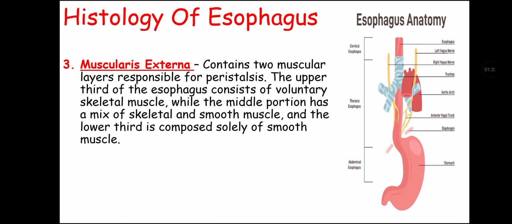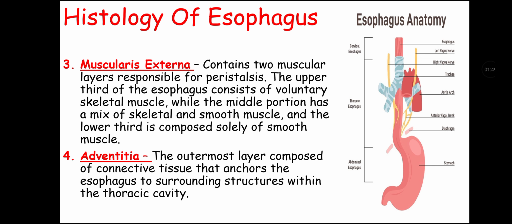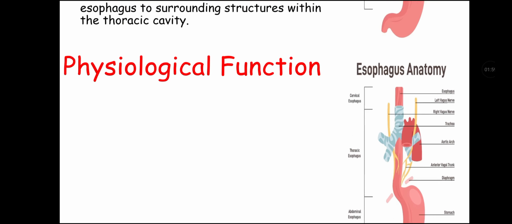The third layer is the muscularis externa, that contains two muscular layers responsible for peristalsis. The upper third of the esophagus consists of voluntary skeletal muscle, while the middle portion has a mix of skeletal and smooth muscles, and the lower third is composed solely of smooth muscle. And the fourth layer is the adventitia, that is the outermost layer composed of connective tissue that anchors the esophagus to surrounding structures within the thoracic cavity.